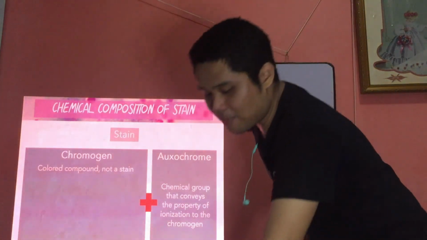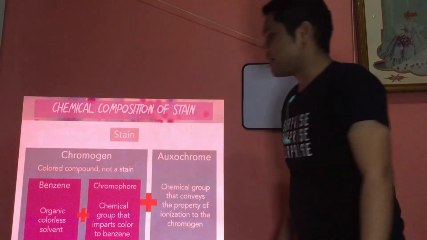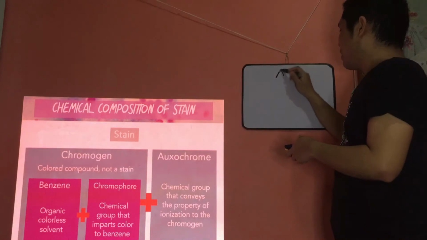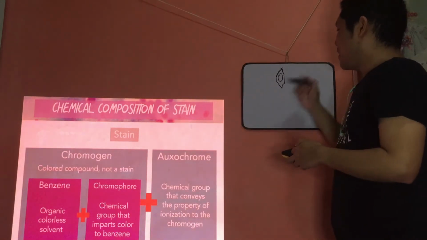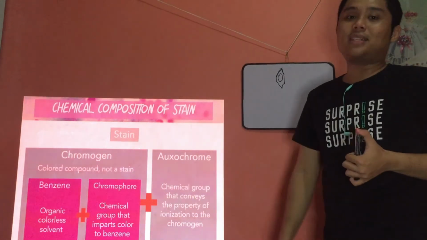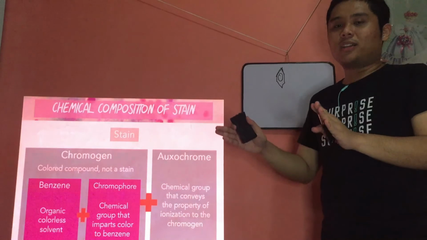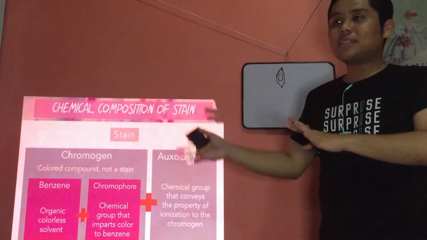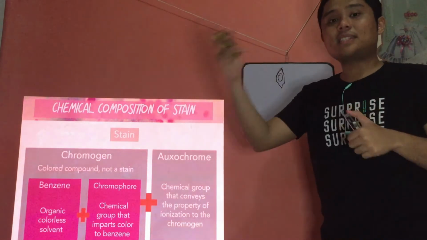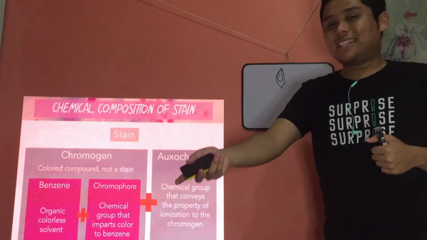The chromogen is composed or subdivided into two parts, two substances. You have the benzene, recall benzene in organic chemistry, and the chromophore, which gives the color to the benzene. So chromogen is benzene and chromophore. The chromogen, combined benzene and chromophore, will now be the colored compound that gives the stain its color, or that helps the stain to give color to the organisms.